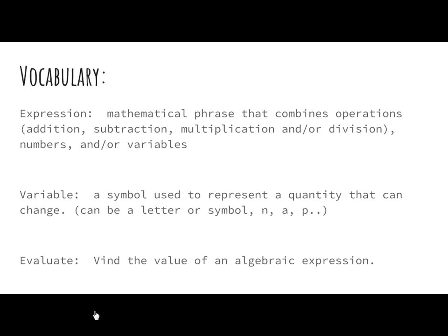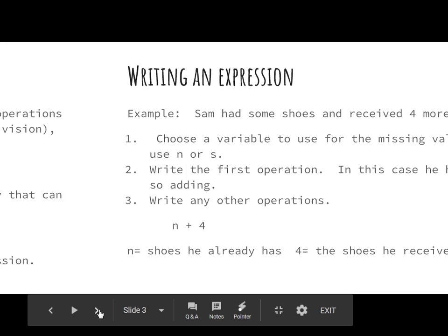A variable is a symbol used to represent a quantity that can change. It can be a letter or symbol. I typically choose like N or A, P, S. Evaluate means to find the value of an algebraic expression.